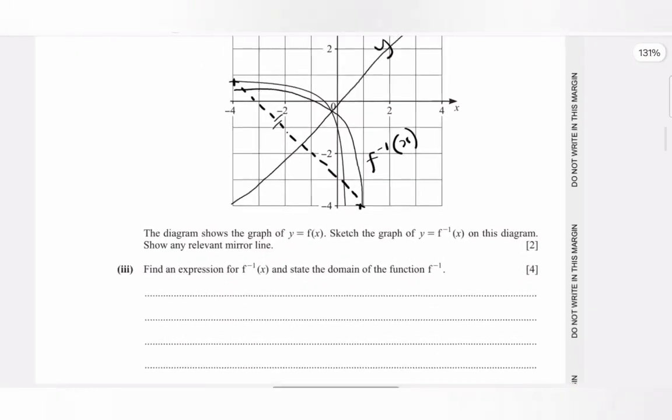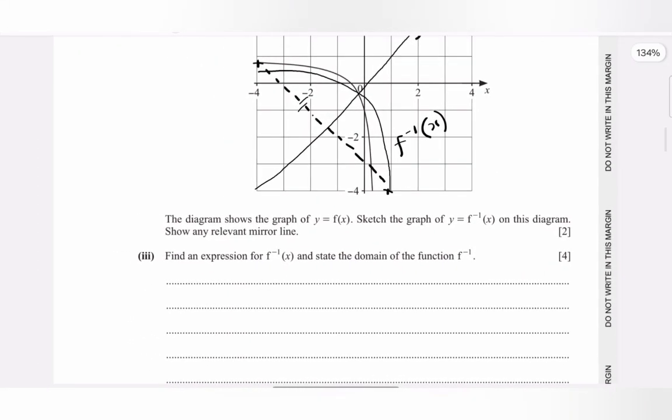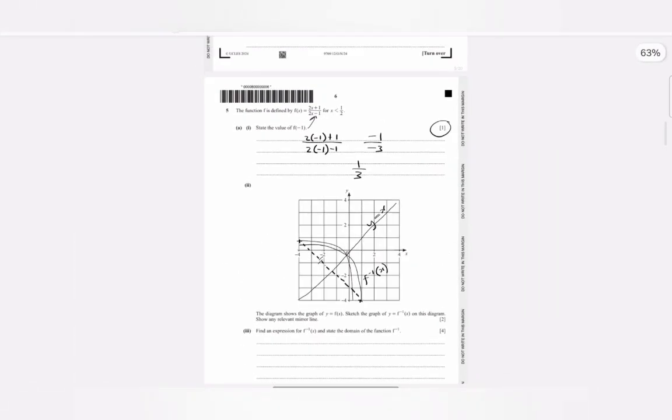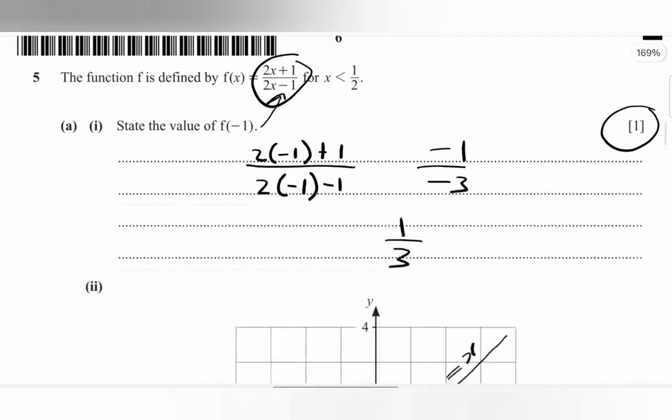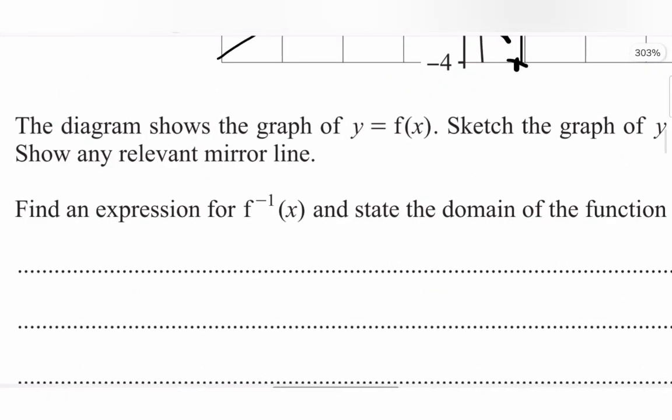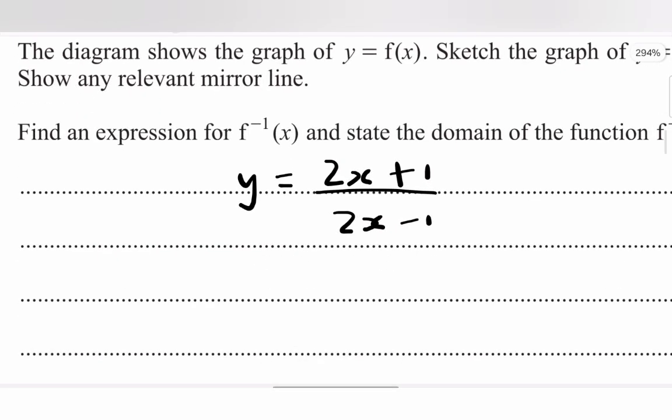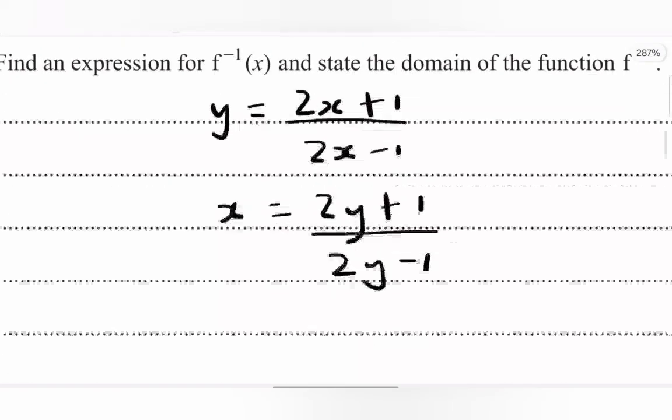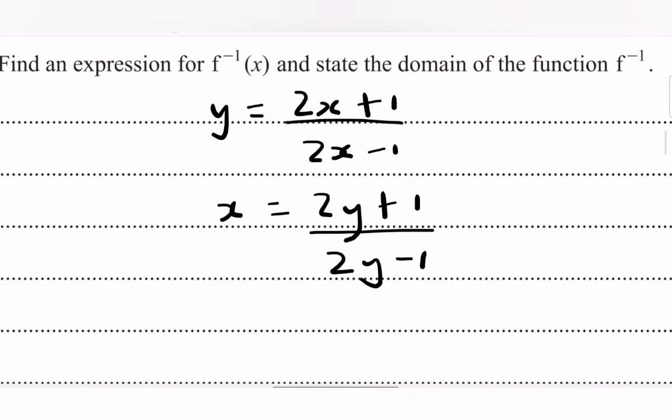And part 3 is saying find an expression for the inverse of x and state the domain of the inverse function. And to find the inverse, we are going to take (2x plus 1)/(2x minus 1). We're going to say our y is equal to (2x plus 1)/(2x minus 1). And we're going to swap the x for y and the y for x. So this will be x is equal to (2y plus 1)/(2y minus 1). And we're going to try to make this new y the subject.